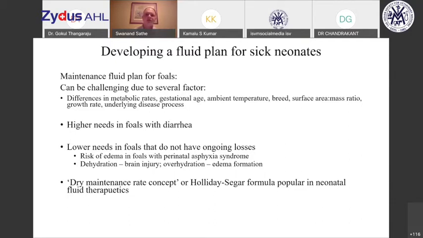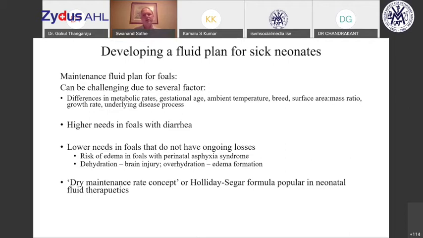So every foal is different, every case is different. There are certain guidelines that I can provide you, and you need to tailor make that to your patient in order to provide them maintenance fluid requirements. Again, if you have a foal with diarrhea, if there are ongoing losses, that foal is going to need a higher requirement of maintenance fluids. And in foals that do not have these ongoing losses, you also run the risk of causing tissue edema.